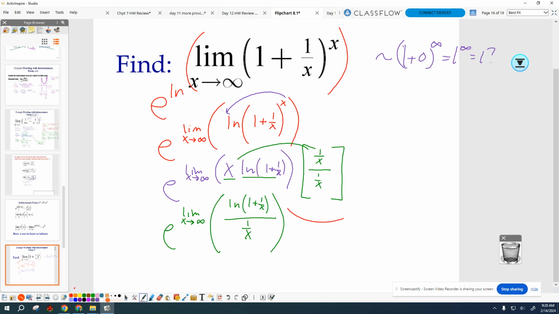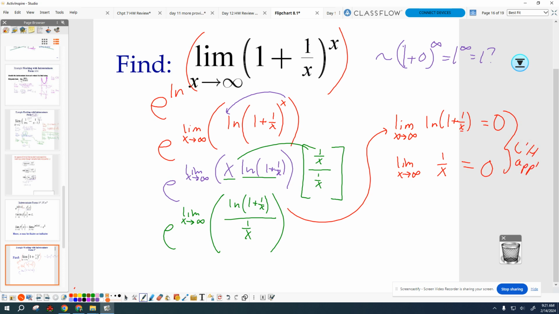And doing the tedious L'Hopital check, the limit as x goes to infinity in the numerator. As we go to infinity, this 1 over x goes to 0. This natural log becomes natural log of 1, which is basically 0. In the denominator, 1 over x, as I get closer and closer to infinity, I have 1 cookie to share among infinite people. That also becomes 0.